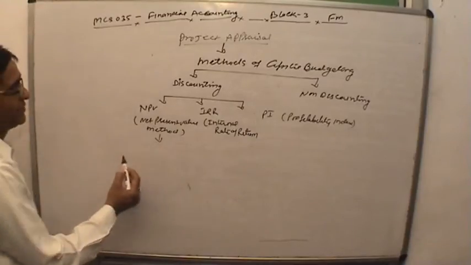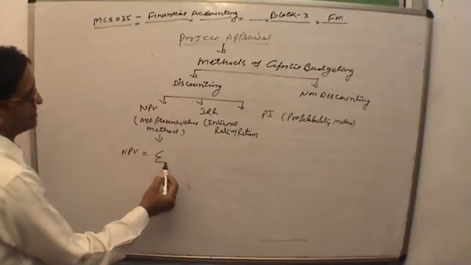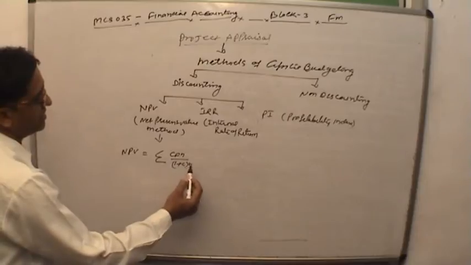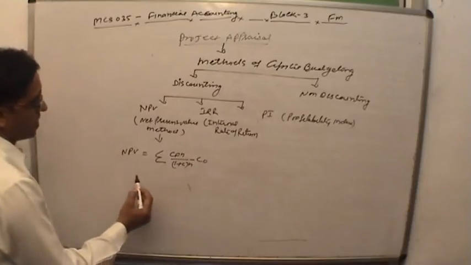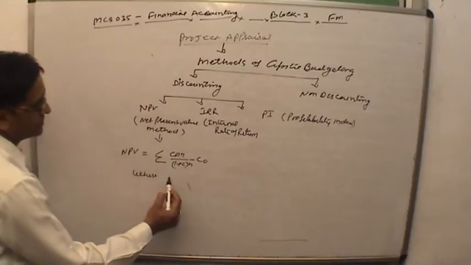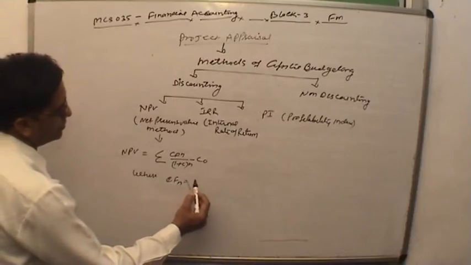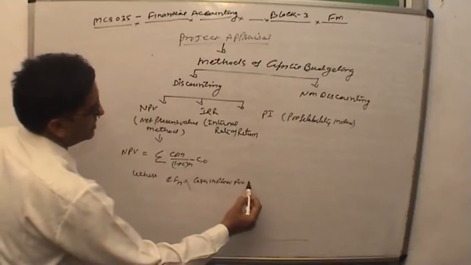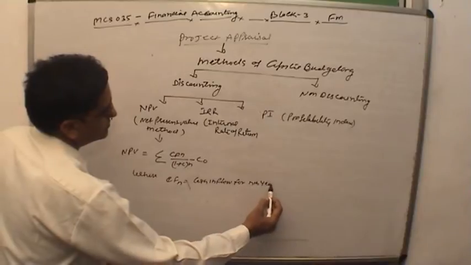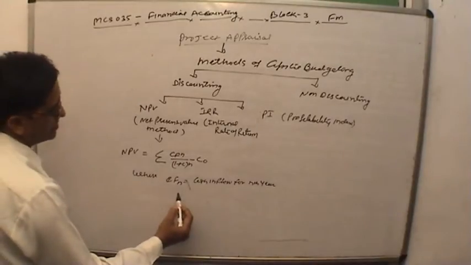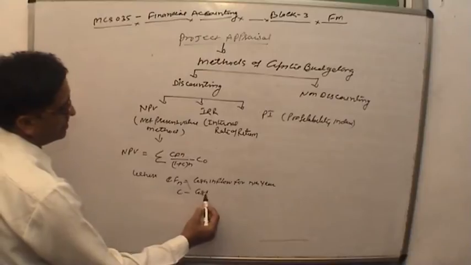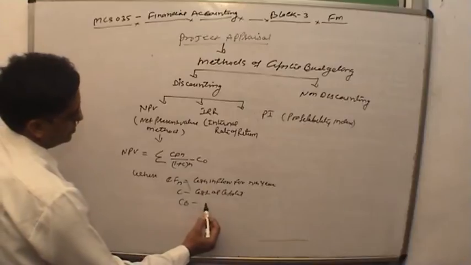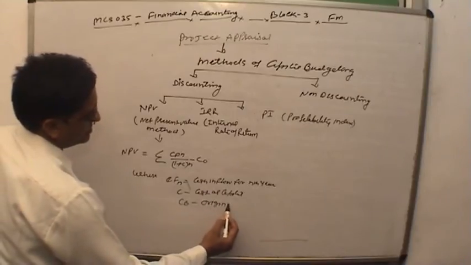The formula for getting NPV equals the summation of CFn upon (1+C) to the power n, minus C0, where CFn equals cash inflow for the nth year, C is the cost of capital, and C0 is the original investment.